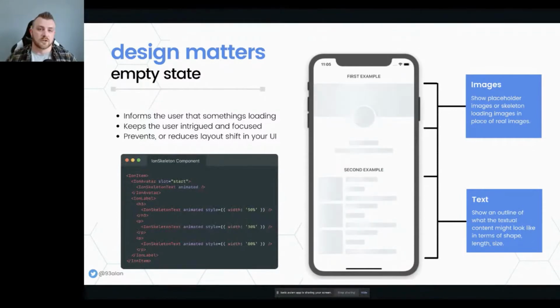So being able to show the user what width or shape or size each element on the screen is going to be, if you need to use something like this, is really, really good. Some of the benefits are that it informs the user that something is loading, something is happening in your app, and the user knows to wait. It keeps the user intrigued and focused, and it also prevents or reduces the layout shift in your user interface. And then I've just got a code snippet there using Ionic React of the Ion skeleton text and how we can achieve that little item at the bottom with the 3 bits of text.